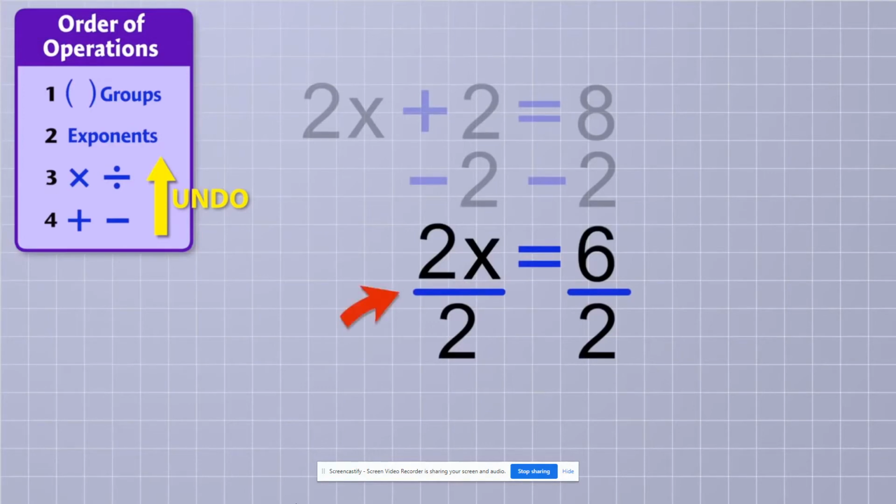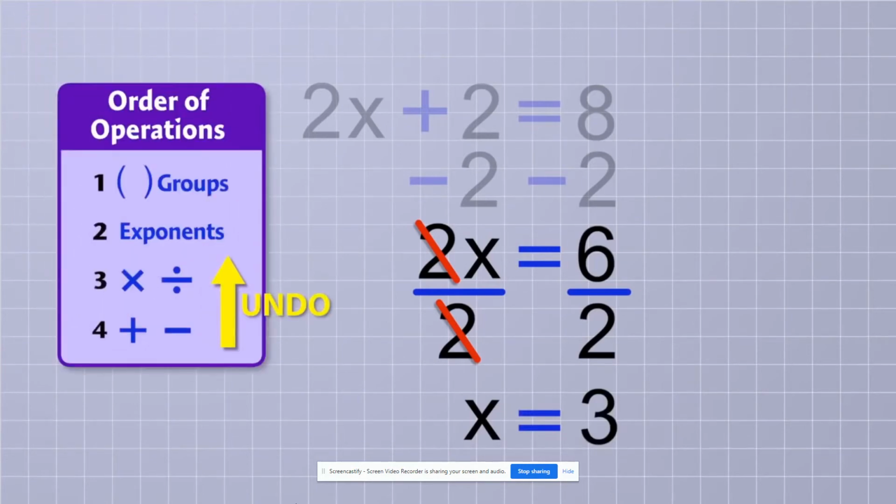On the first side, the 2's cancel, leaving x all by itself. And on the other side, we have 6 divided by 2, which is just 3. There, we've solved the equation using the order of operations rules in reverse. And now we know that x equals 3. That wasn't so bad, was it?